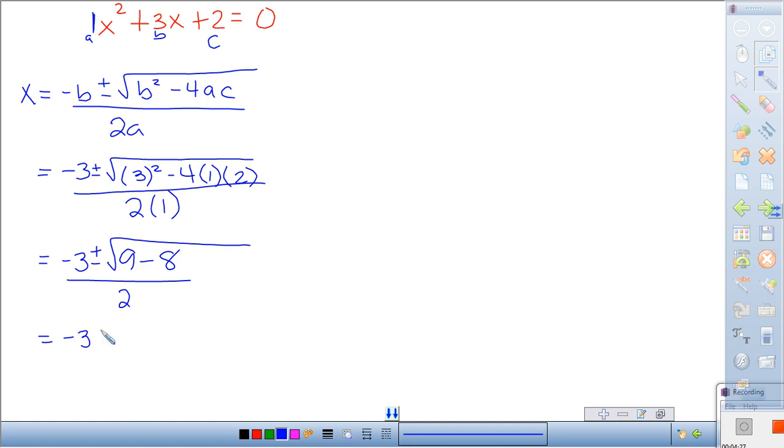Equals negative 3 plus or minus. Now you take the square root of 9 minus 8. 9 minus 8 is 1, so it's the square root of 1, divided by 2.